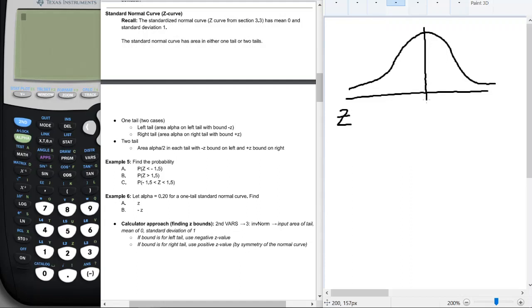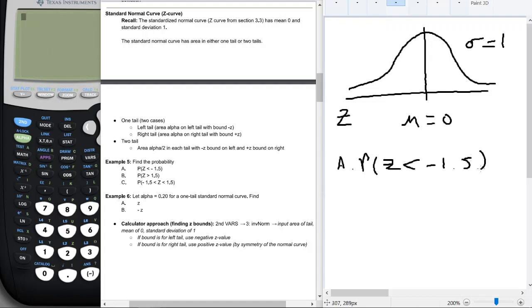When we were looking at the standardized curve, we were dealing with a mean of 0, standard deviation of 1. This is called the standard normal bell curve. And in this, we can also use normal tools in the calculator to find probability. Looking at example 5, part A asks to find the probability that z is less than negative 1.5.